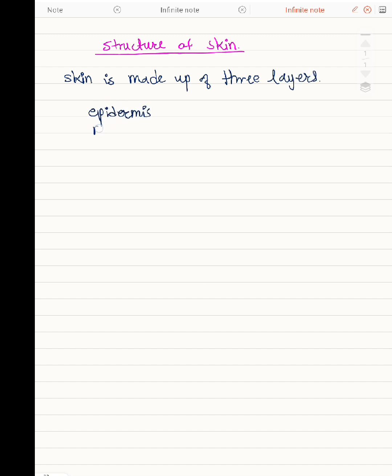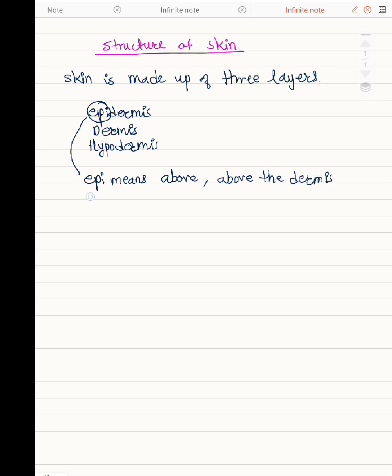Epidermis, dermis, and hypodermis. Epi means above, so epidermis means above the dermis. Hypo means below, so hypodermis means below the dermis.